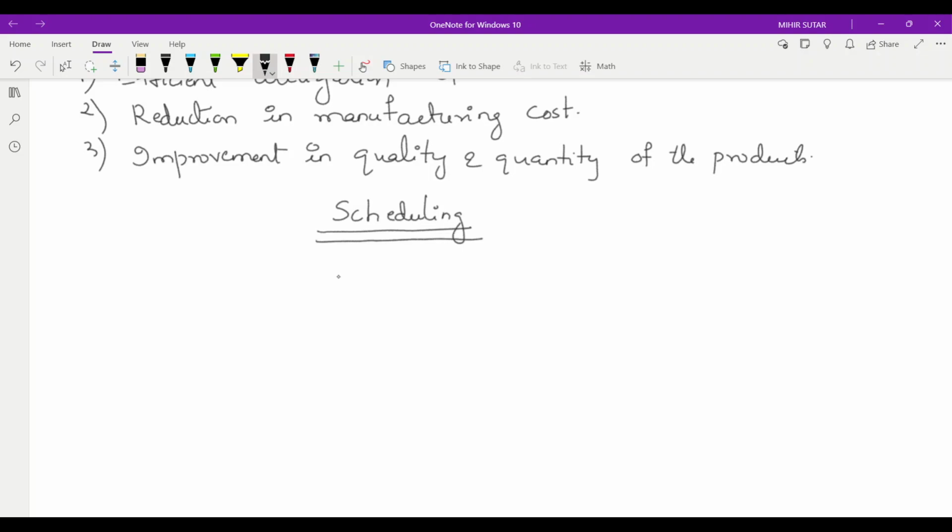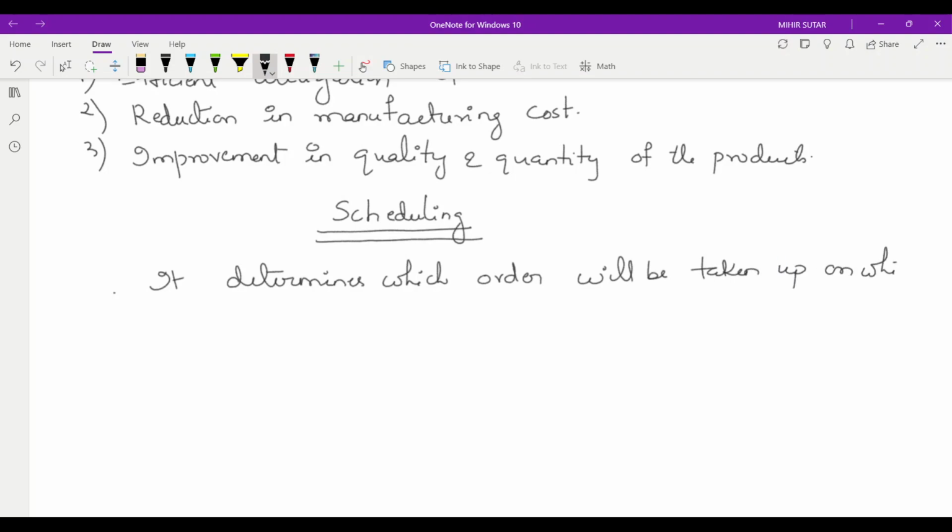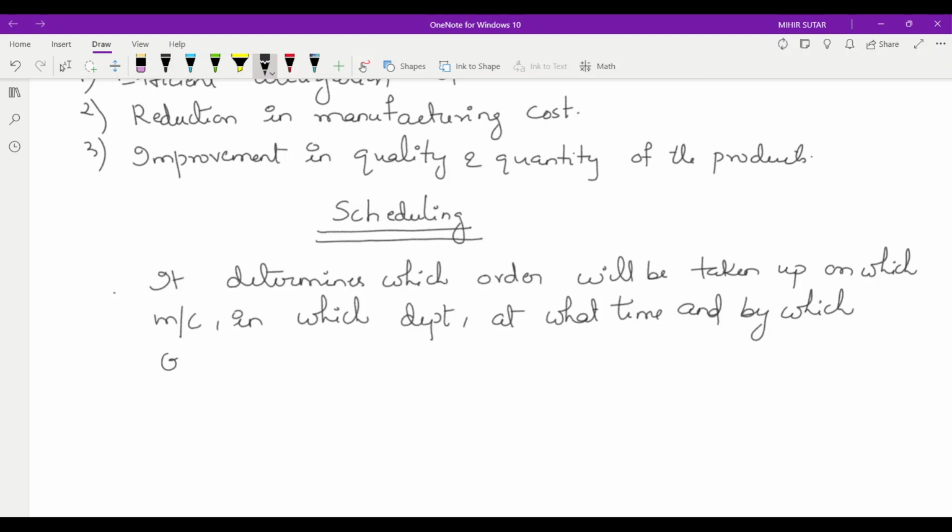That means scheduling determines which order will be taken up, on which machine, in which department, at what time, and by whom, by which operator. So in which sequence it will be done.